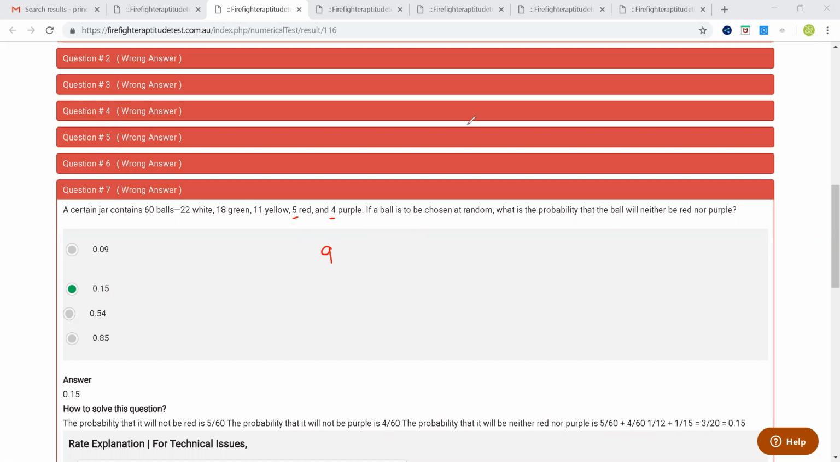So it should not be that. So it would be other than those 9. So it would be 60 minus 9 divided by 60, the total balls. Because 60 minus 9 gives you the balls that are white, green, and yellow, not red or purple. So that is 51 divided by 60. What is the probability the ball will be neither red nor purple?